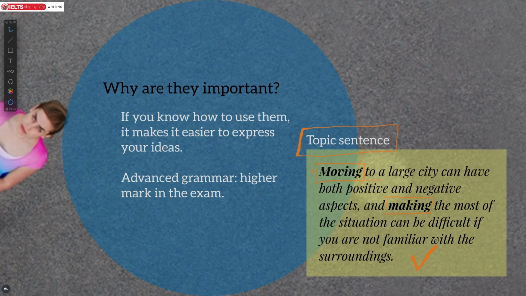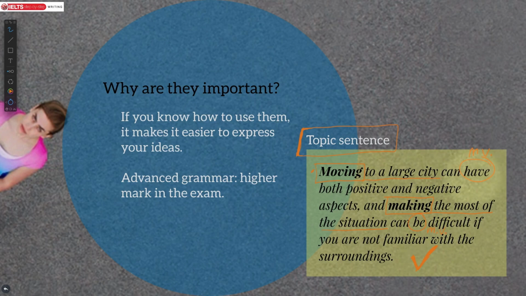And this as well as this makes it into a phrase. Okay, moving to a large city, that's the gerund phrase. Making the most of the situation, that's a gerund phrase. And then you can see here, can have, that's the main verb here, and can be, main verb. Okay, and that now makes it into a sentence.